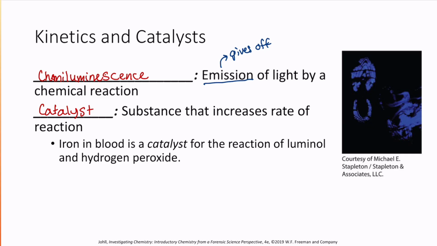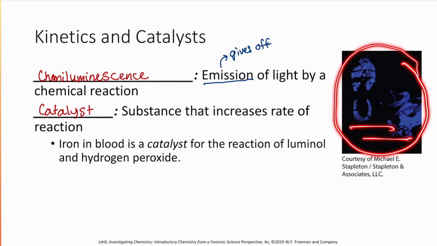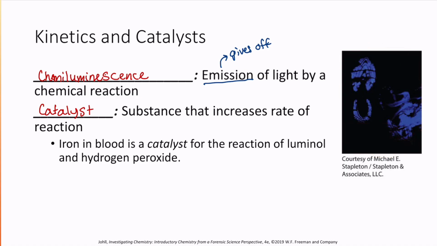Blood contains iron, and the iron can be a catalyst in the reaction of luminol and hydrogen peroxide. When luminol reacts with hydrogen peroxide, we get chemiluminescence. We get this emission of light through the chemical reaction of luminol and hydrogen peroxide. So you can use luminol and hydrogen peroxide to detect the presence of iron. And you can see if something will start glowing.